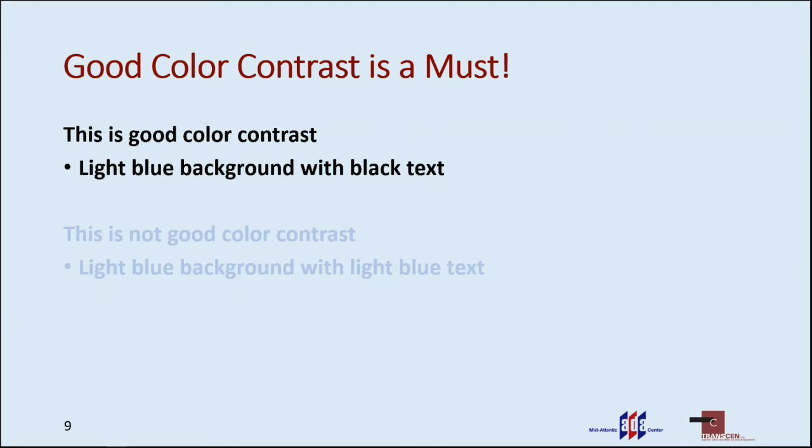The example below that, though, is an example of poor color contrast. Light blue background with light blue text. They're almost the same color. If people with normal vision have issues reading this correctly, imagine what it would be like for someone with low vision. There are tools that can assist on determining whether or not there's enough contrast between text and background. We will share one of them at the end of the presentation.